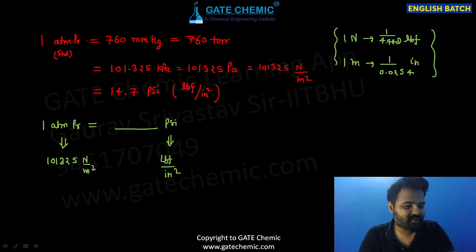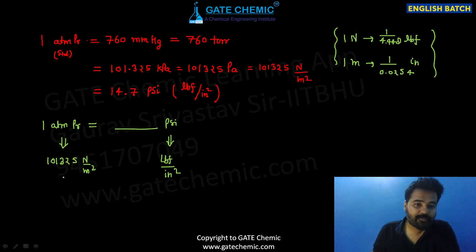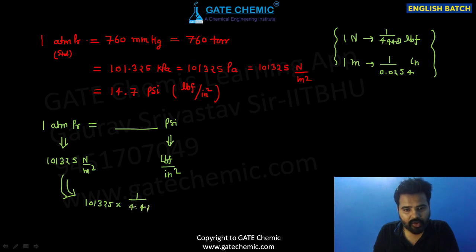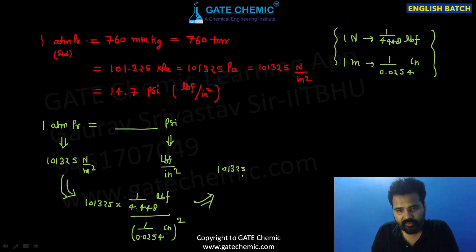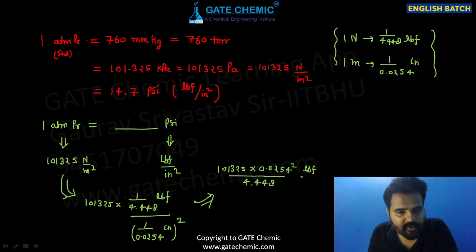Very good, Aryan. So now see how to convert it. First, write the numerical value. After that, in place of N, I write 1 upon 4.448 LBF. In place of meter square, I write 1 upon 0.0254 inch, and because it is meter square, now the whole square. Now separate units from numerical values: 101325 multiplied by 0.0254 square, and whole upon 4.448, and the unit will be LBF per inch square.